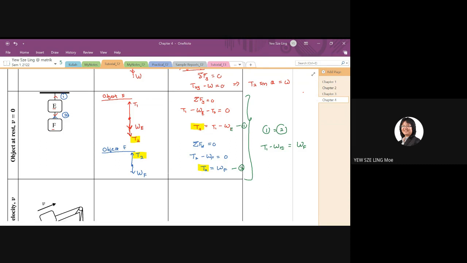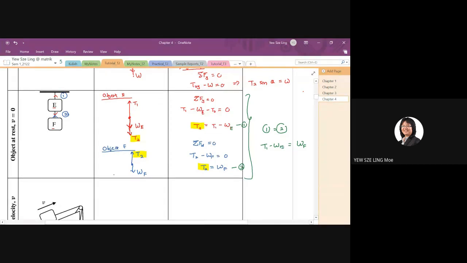Next time just post in the group, okay? Because it's your group mate. No need to be shy.